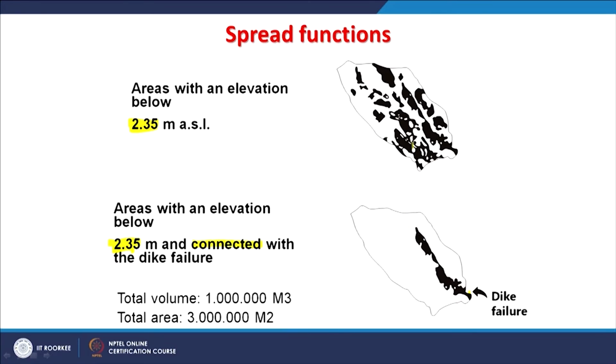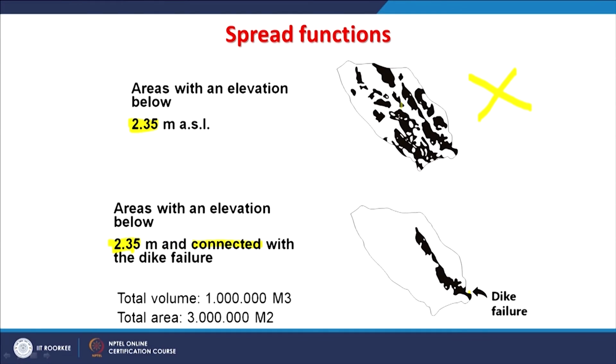Why will other areas not get flooded? Because they are not connected. Here, in a crude way of doing analysis, we said any ground less than 2.35 meter is a flooded area. But this kind of estimation or mapping is completely wrong, because different areas are not connected. Though they have lower grounds, in between there are higher grounds.